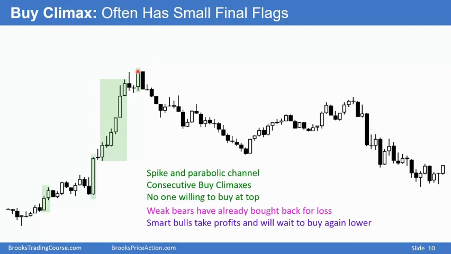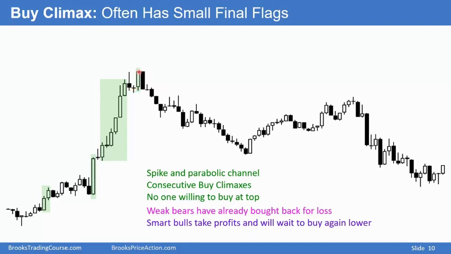And strong bears will start selling. They'll sell above this bar. They'll sell above that bar. They'll start selling bull closes, confident that the bull trend will not go much further after so many buy climaxes and without much of a pullback. The smart bulls, they're taking profits. They understand what's going on. Consecutive buy climaxes, a pullback, this could be the final bull flag. They're going to use this close to take profits.